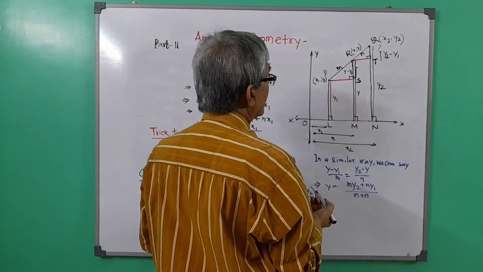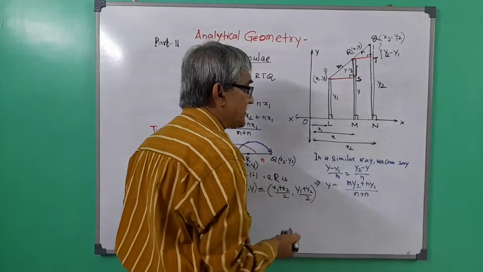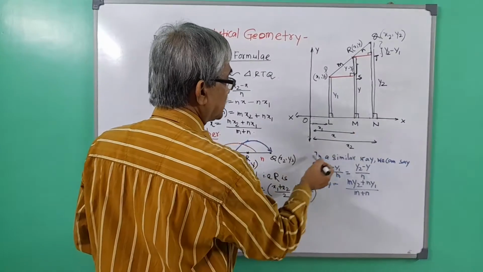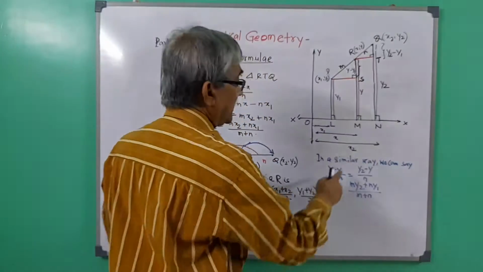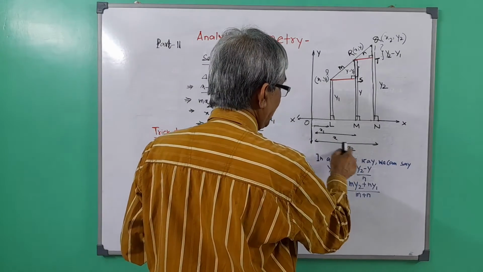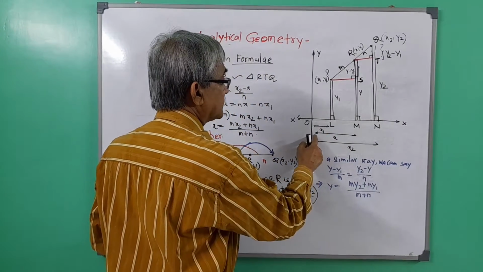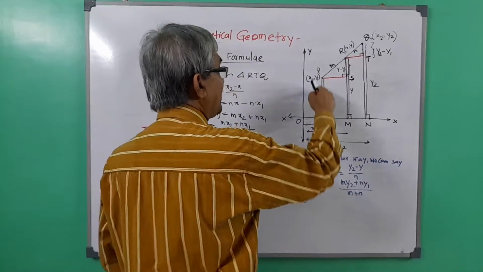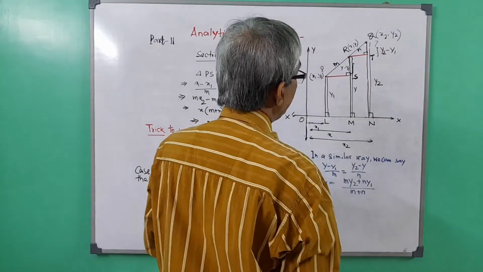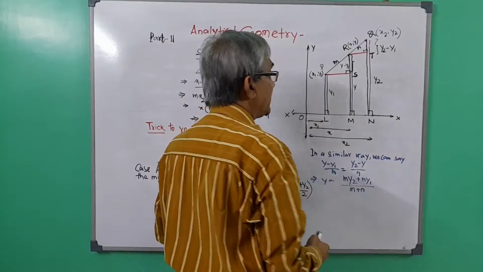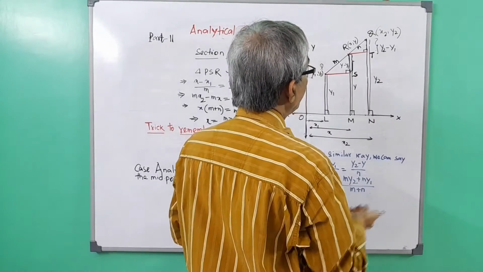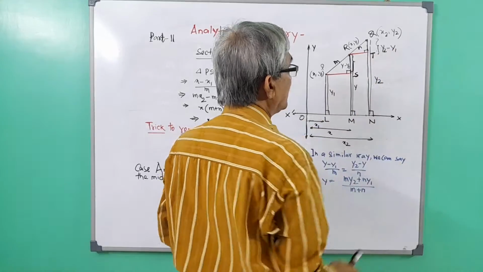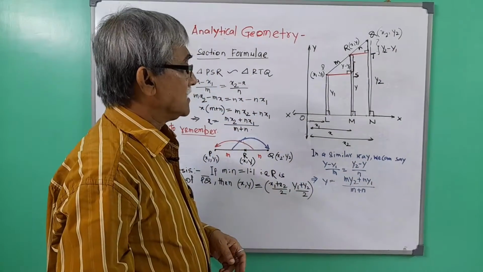This is your construction. By easy observation you can now see that OL equals x1, OM is equal to x, and ON is equal to x2. Similarly, PL is y1, RM is y, and QN is y2. By simple geometry, RS is y minus y1 and QT is y2 minus y.